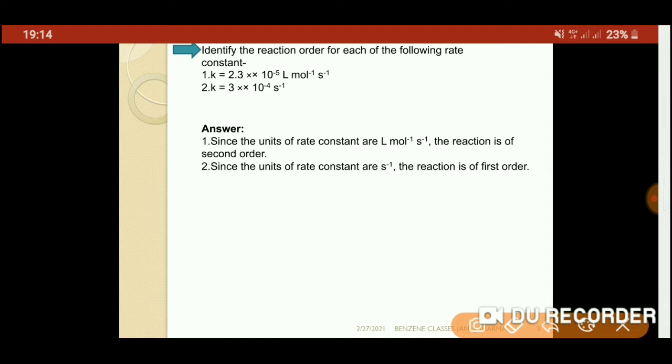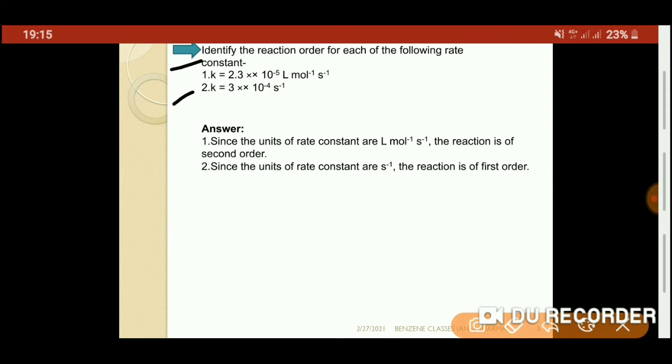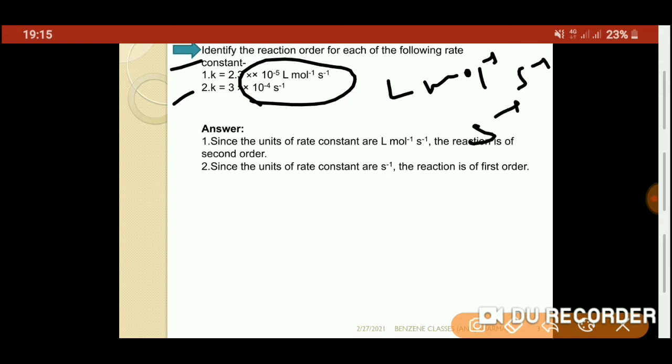Our next question is: identify the reaction order for each of the following rate constants. The first is 2.3 into 10 to the power minus 5 liter mole inverse second inverse, and the second is k equal to 3 into 10 to the power minus 4 second inverse. You can easily see the unit of the rate constant. The first is liter mole inverse second inverse, and the second is only second inverse.